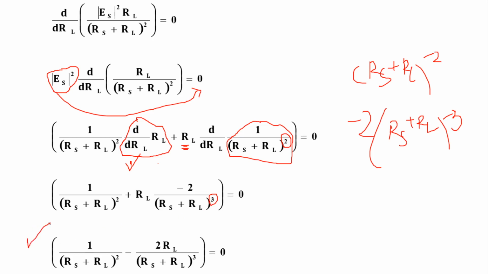So after simplification we will get 1 upon (RS plus RL) whole square. This plus minus becomes minus. RL multiplied with 2 becomes 2RL upon (RS plus RL) raised to 3 is equal to 0.